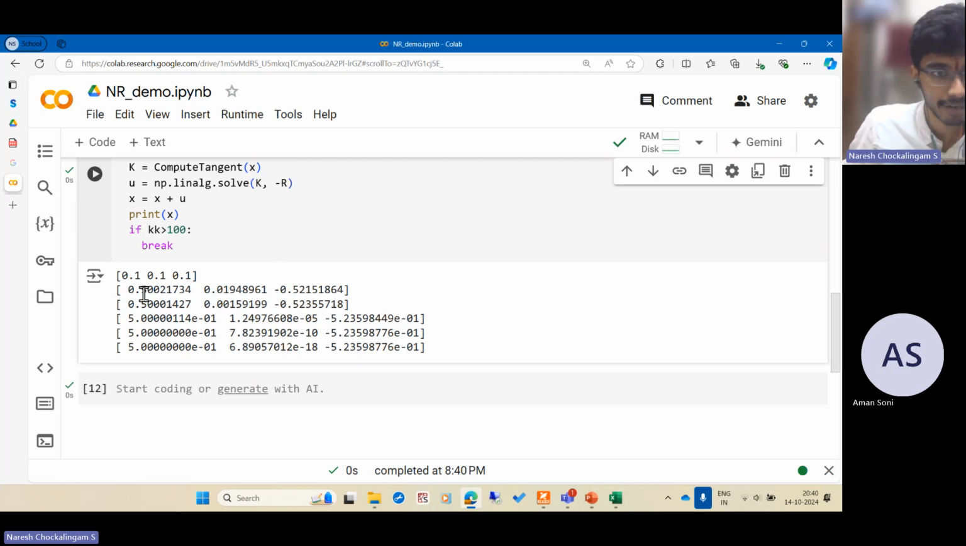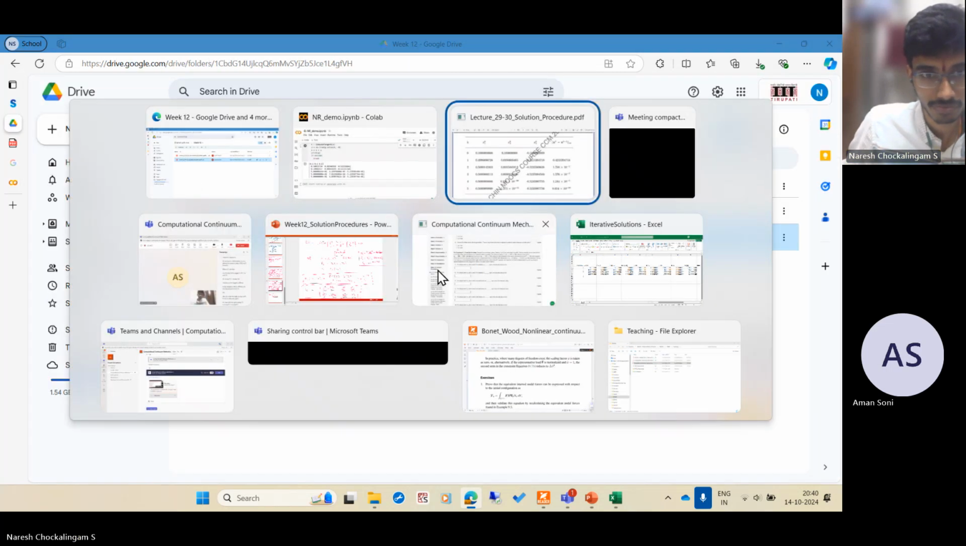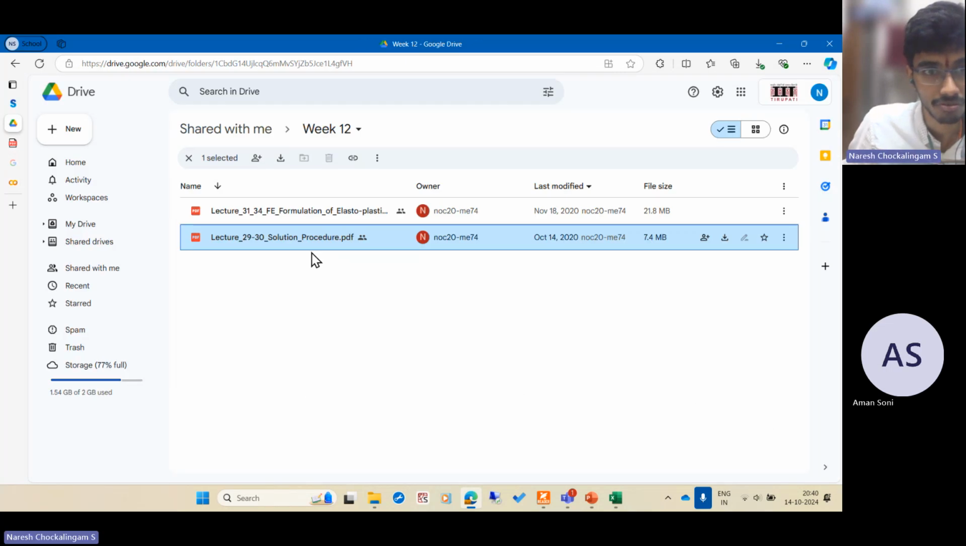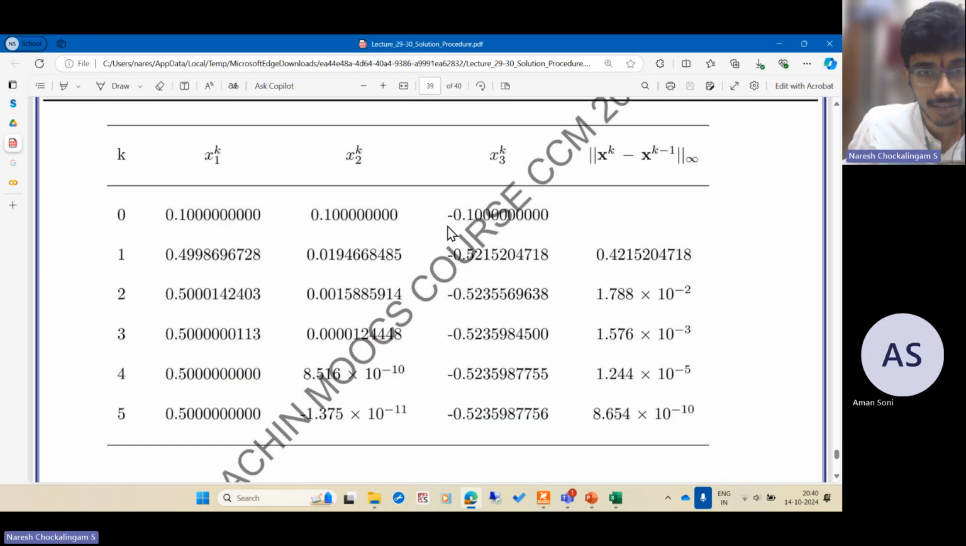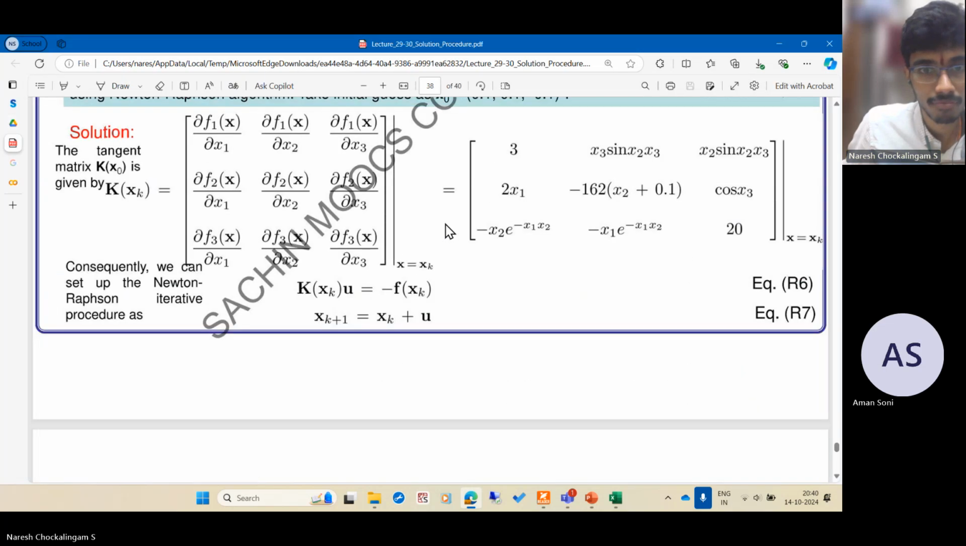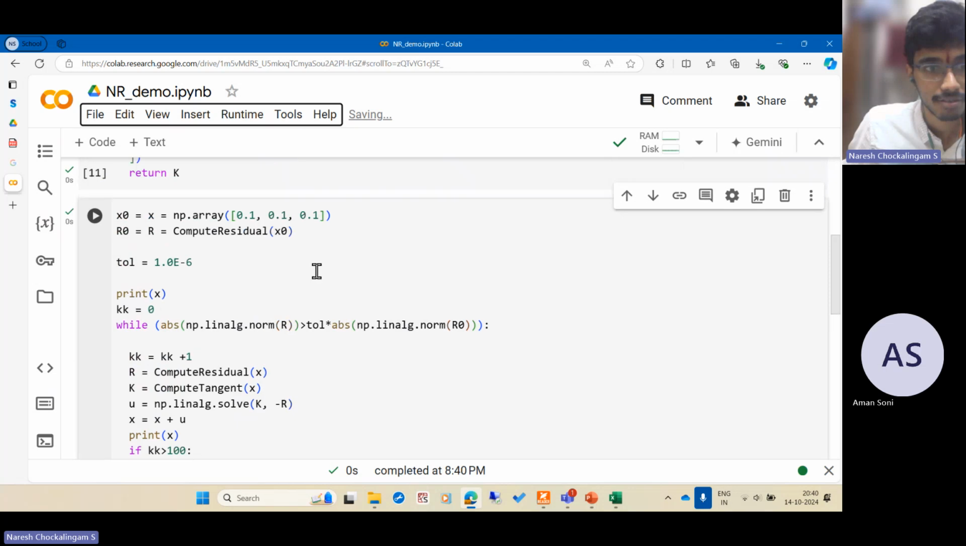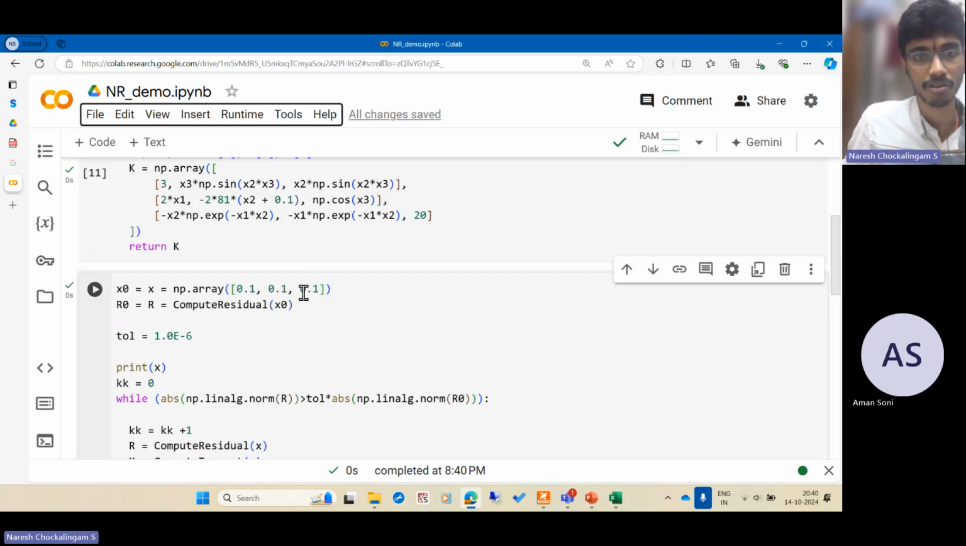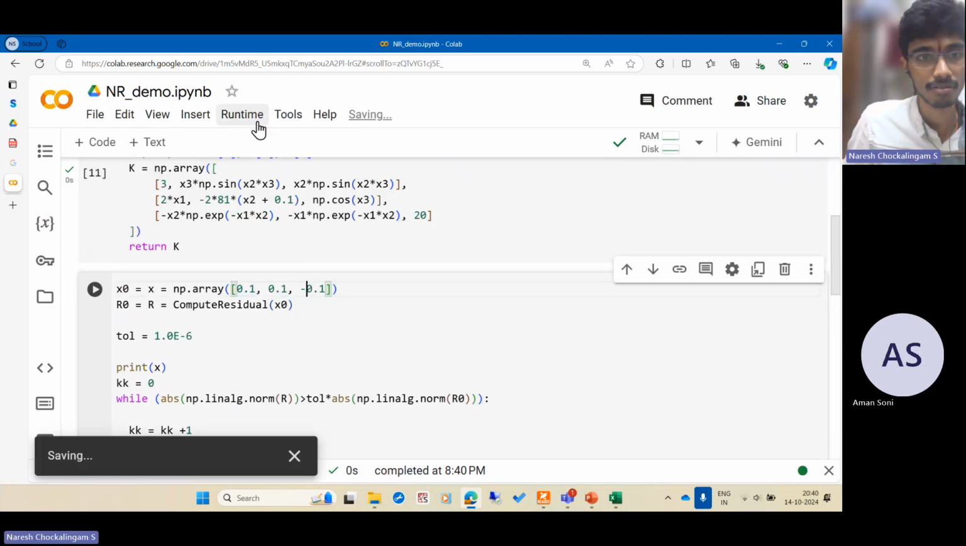Yeah, so it starts with 0.1, 0.1, 0.1. That's given. They're asking to start with 0.1, 0.1 minus 0.1. Okay. 0.1, 0.1 minus 0.1. That's a slight difference.